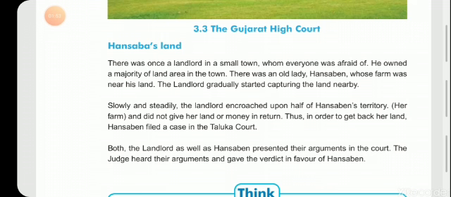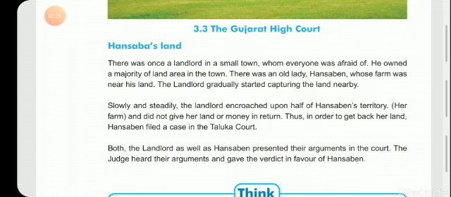So what happened, in the small town there used to live a landlord who was very well known in the village because he was very bad in nature. Everyone was very afraid of him, and he owned a majority of the land in that town. And the old lady Hansaben, whose farm was next to his farm, this landlord gradually started capturing the land which was nearby to his land.